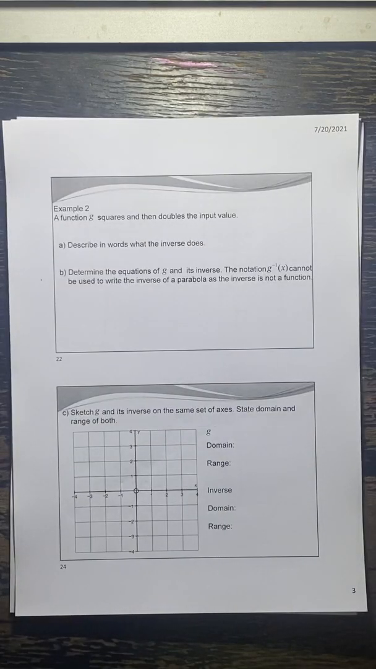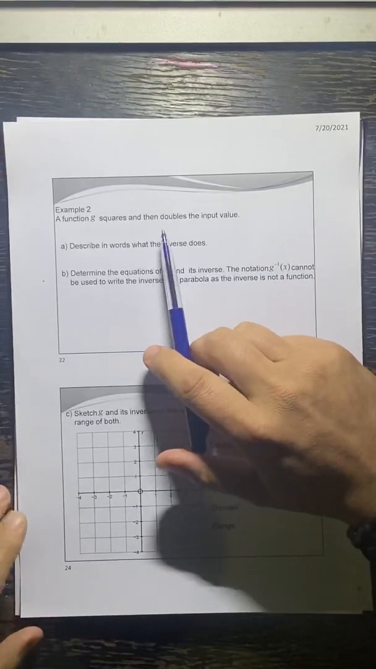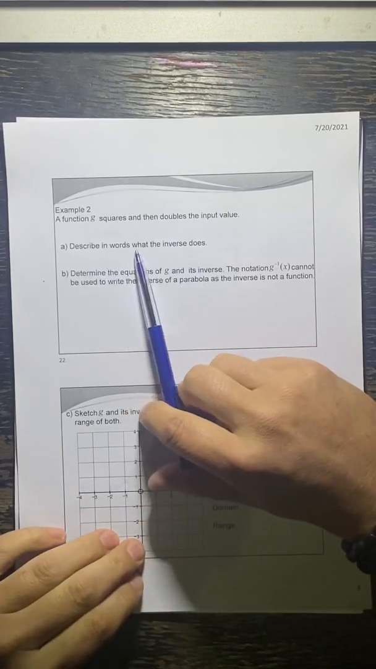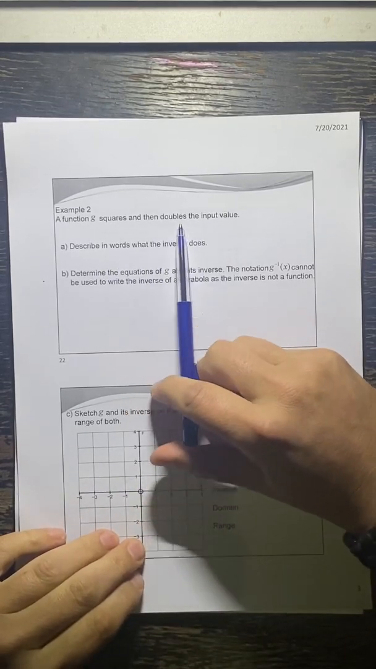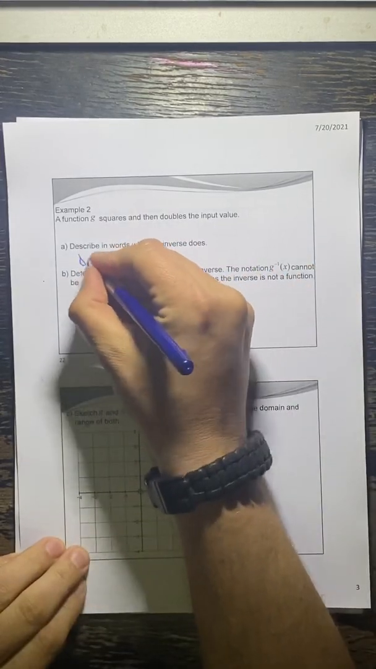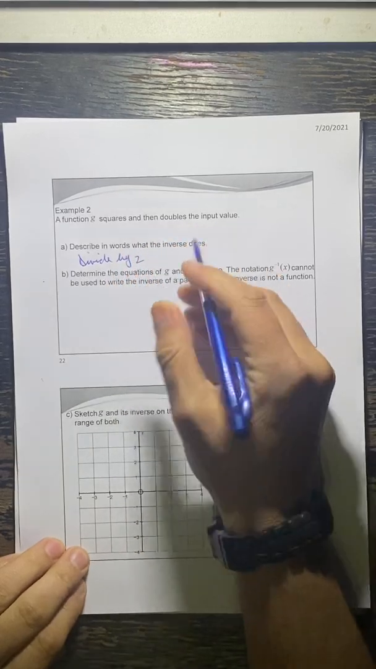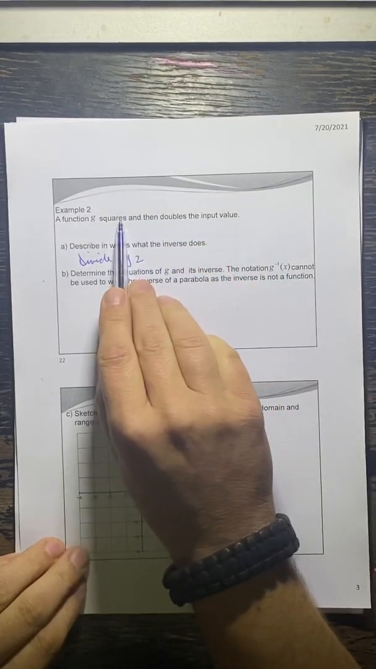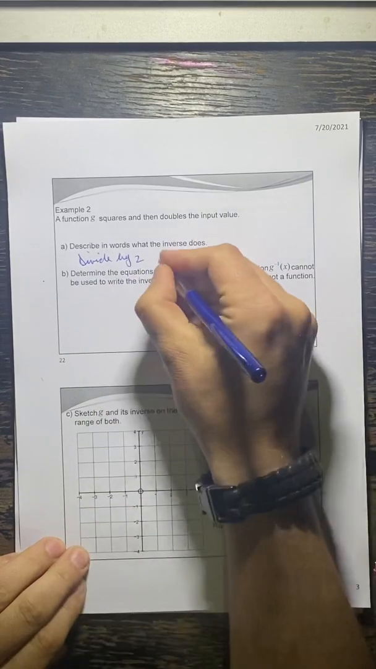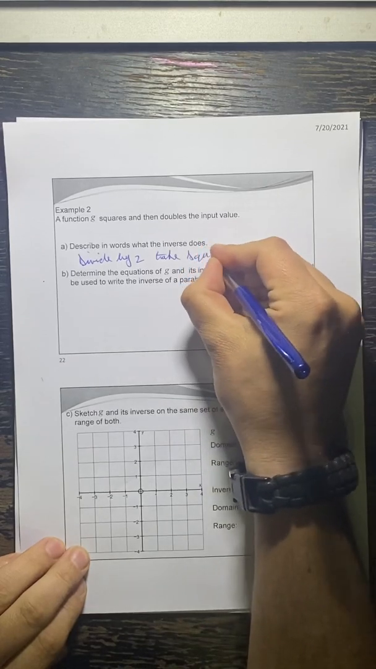Okay, if I have a look at example 2, a function g squares and then doubles the input. Describe in words what the inverse does. Well, if we double the input, then the reverse of that is to divide by 2. And then what do we do? We squared it, so the opposite of square is the square root.